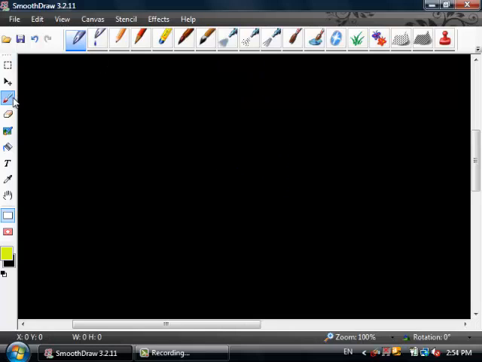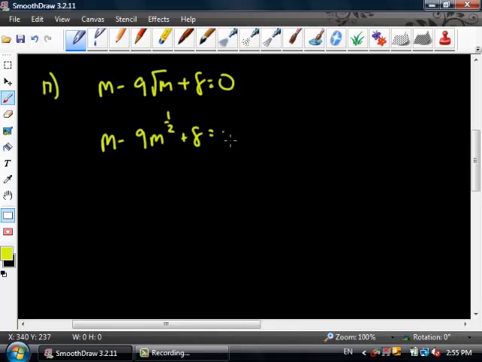Okay. So let's do something like 17. I like 17. m minus 9 rad m plus 8 equals 0. Now 19, which is similar to 11, forces you to make a conversion. What is the conversion that needs to be made? Stephanie? Rad m is m to the 1/2. Yeah, rad m is m to the 1/2 power plus 8 equals 0.